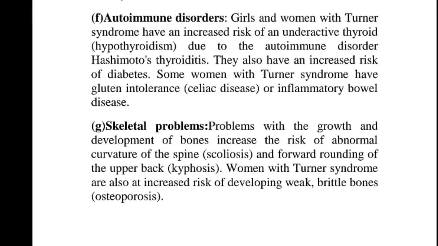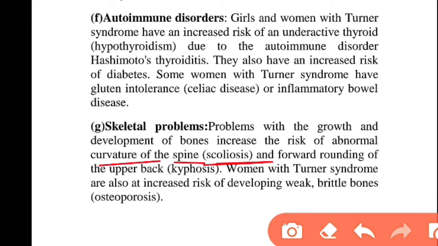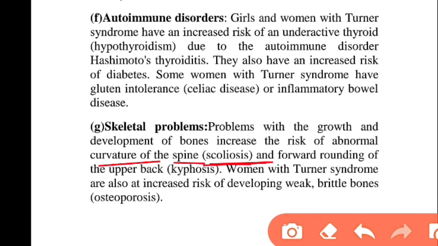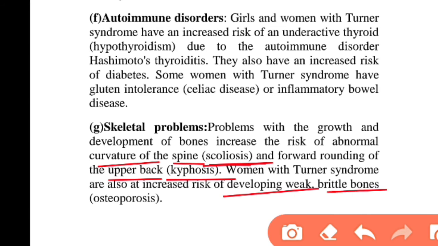The next is skeletal problems. Problems with the growth and development of bones increase the risk of abnormal curvature of the spine, that is called scoliosis, and forward rounding of the upper back, that is kyphosis. So let us remember scoliosis and kyphosis. Women with Turner syndrome are also at increased risk of developing weak, brittle bones, that is called osteoporosis.